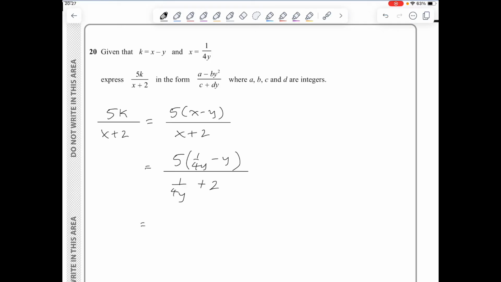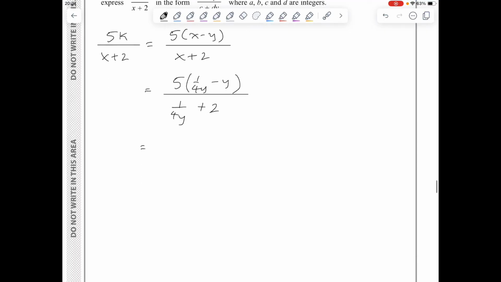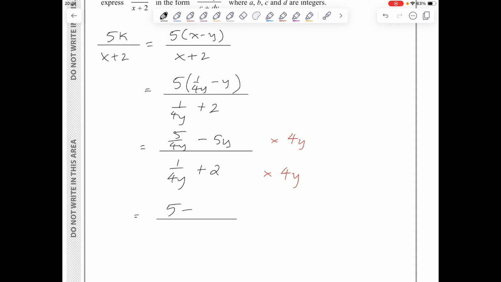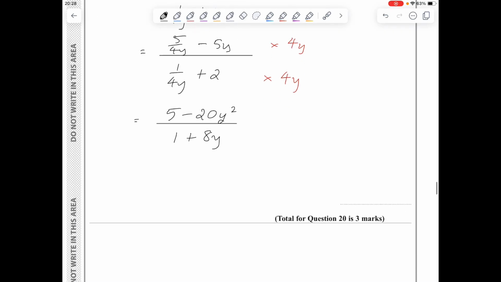And now I will expand the bracket. So I'll get 5 over 4y minus 5y over 1 over 4y plus 2. And now I will multiply both numerator and denominator by 4y. So when I do that, I'll have some simplifications. The 5 over 4y times 4y will give me a 5 minus then 20y squared in the denominator. Similar simplification will leave me 1 plus 8y, and that's my final answer.